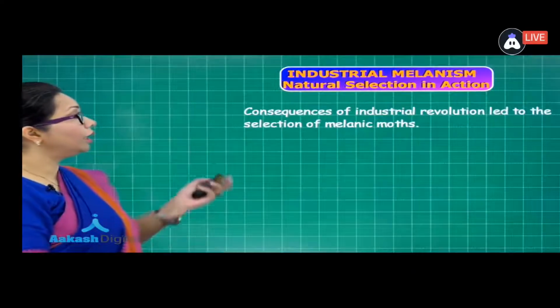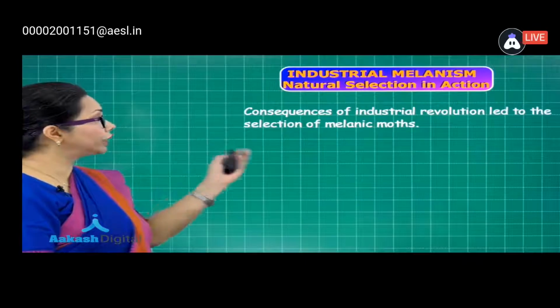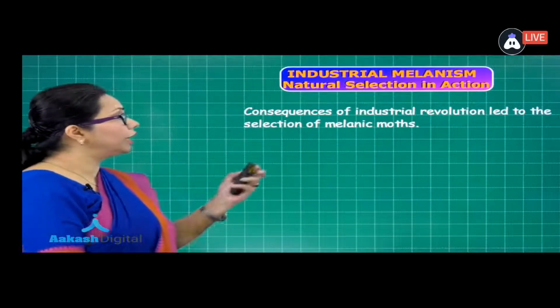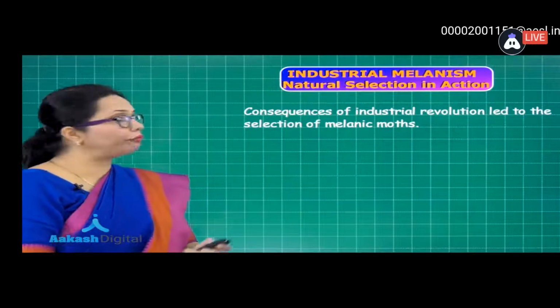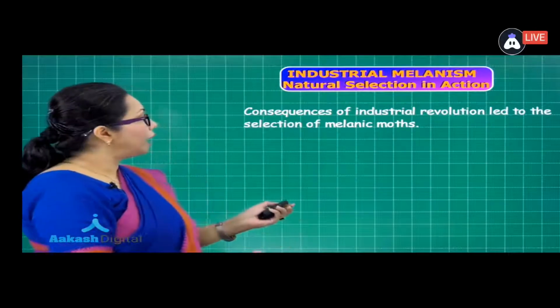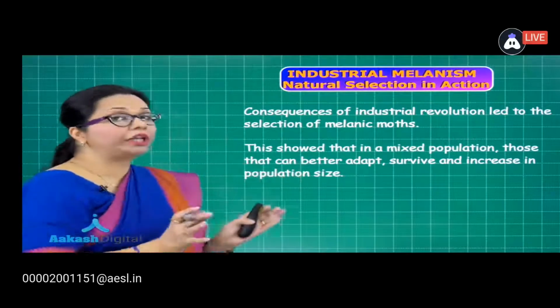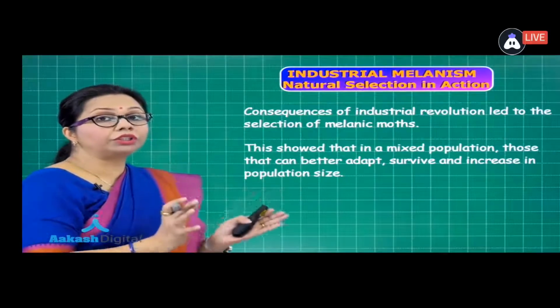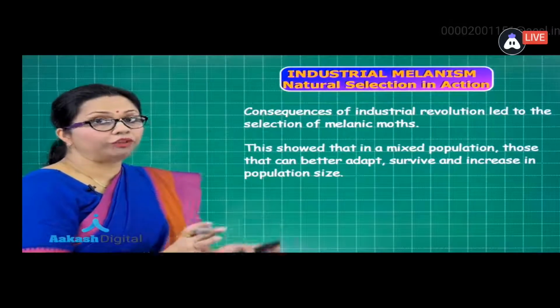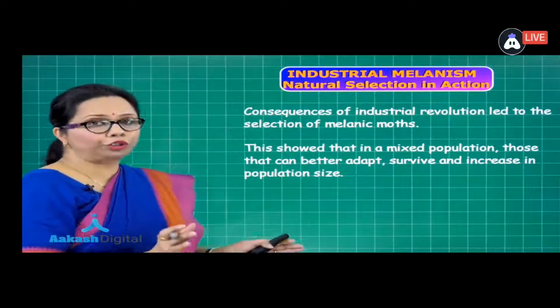So what do we see? That the consequences of the Industrial Revolution led to the selection of melanic moths, right? And this showed that in a mixed population, that means there should be variations. Variations are the raw material for evolution. If there are no variations, no evolution will take place.